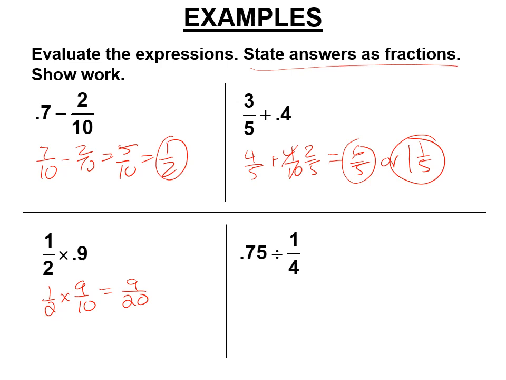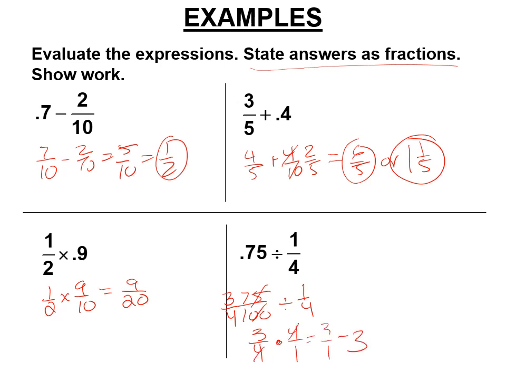All right, so we're going to make 75 hundredths divided by 1/4. Well, 75 hundredths simplifies to 3/4. Now we don't need to do that. I'm going to do it that way, and then I'll do it a different way. 3/4 divided by 1/4 is the same as 3/4 times 4. And the answer is 3/1, which is 3.